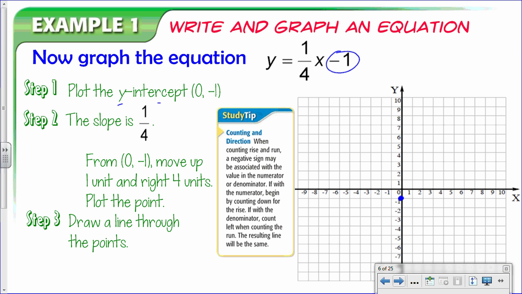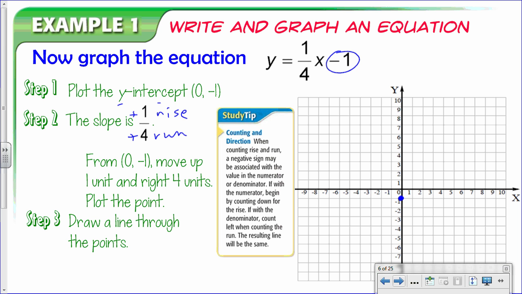Now, the second thing I need to do is that the slope is 1/4. The 1 is going to be my rise. Is that going to go up or down? How do you know it's going up here? Because the 1 is positive, good. The bottom number is considered our run. Is it going right or left? Because it is a positive number. Everybody see how I'm doing that?